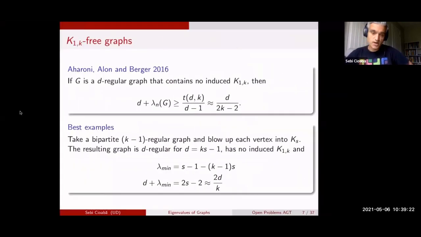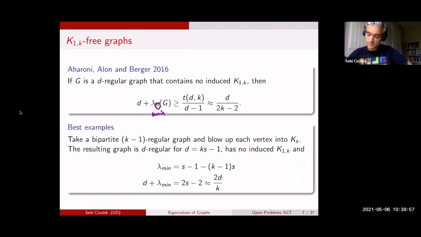Now that's their bound. I just restated it over there on the top. In the same paper, they give examples of d-regular graphs with no induced K_{1,k}, in which, so this lambda n here should be lambda min, in which lambda min is small, in which d plus lambda min is close to the bound that they found.